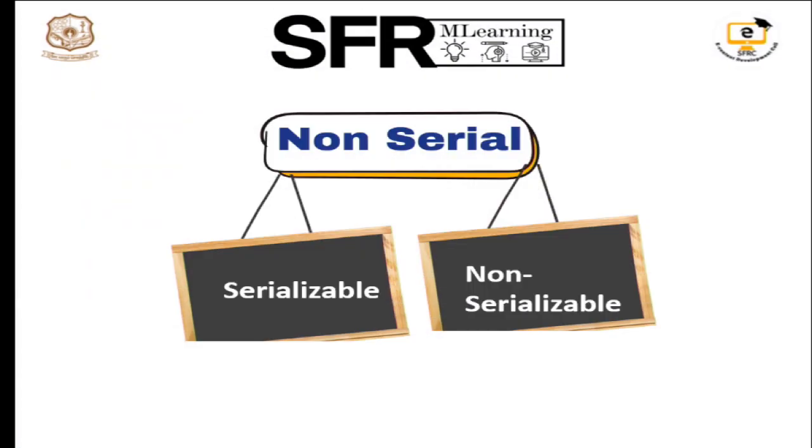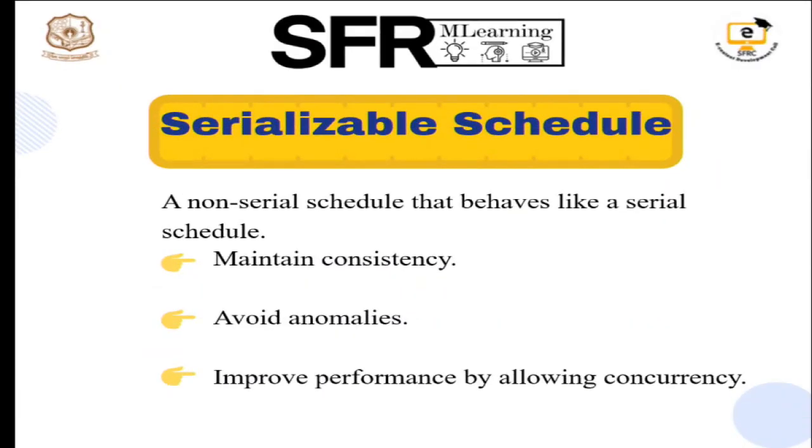So this is the non-serial schedule. It has two types: one is serializable and the other is non-serializable. The first one is the serializable schedule, a non-serial schedule that behaves like a serial schedule. It follows three conditions. First, it maintains consistency. Second, it avoids anomalies. And third, it improves performance by allowing concurrency.